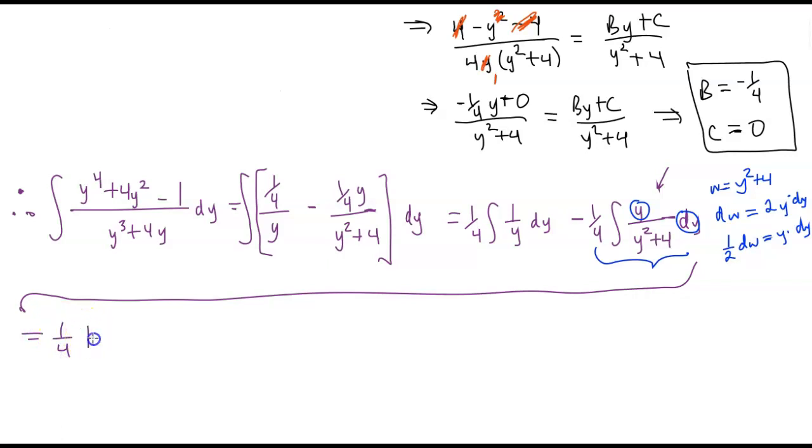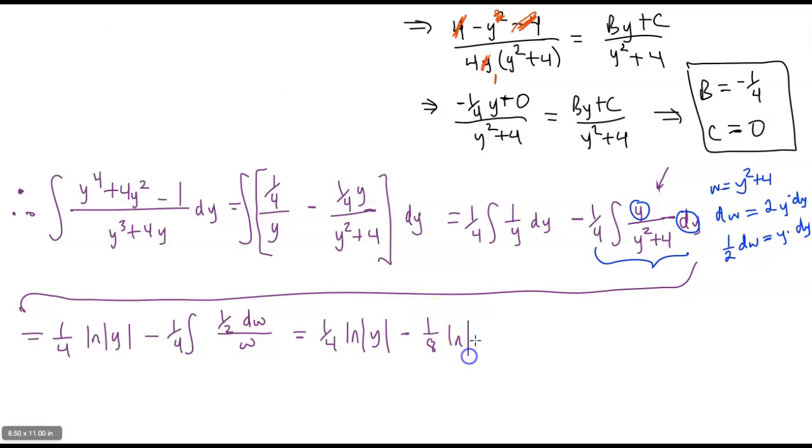So I have 1/4 natural log of absolute value of y minus 1/4, and then we know that y times dy is just 1/2 dW, all that over W. Then we'll say 1/4 natural log absolute value of y minus 1/8 natural log of absolute value of W plus C. And of course, W is just going to be y squared plus 4. And so this is our final answer.